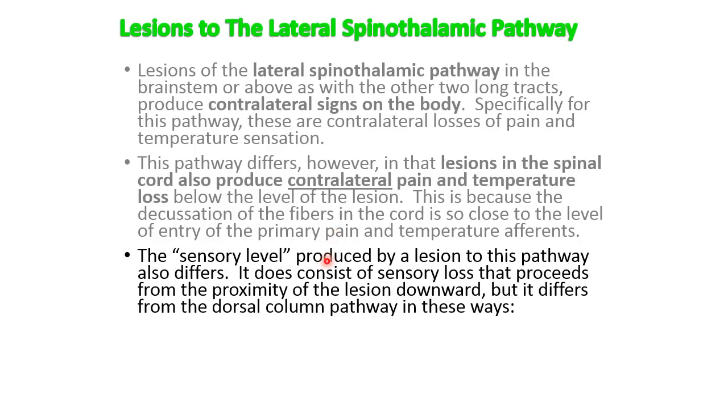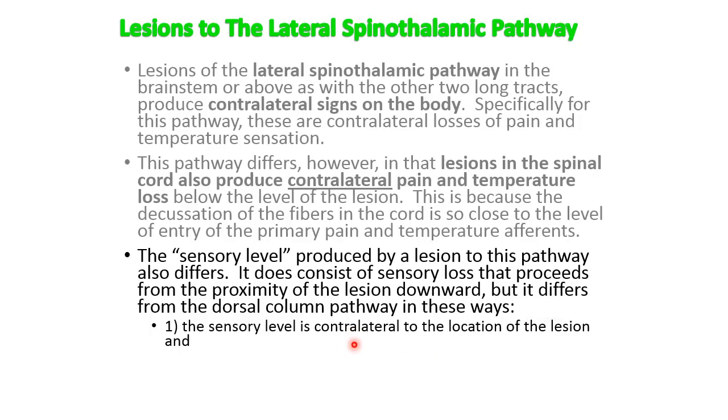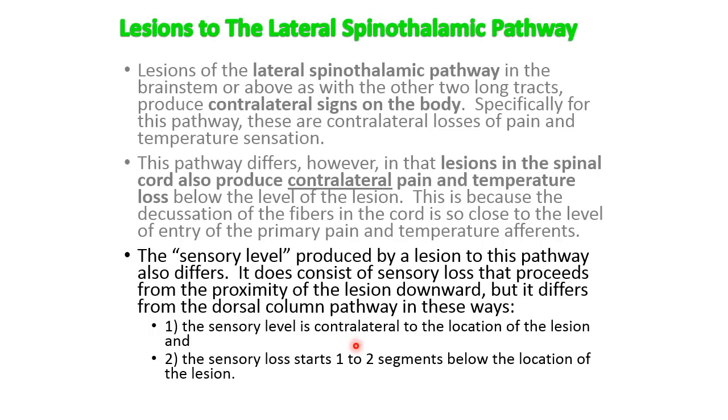The sensory level produced by a lesion of this pathway also differs. It proceeds from the proximity of the lesion downwards, so that pain and temperature would be damaged if there is damage to the spinothalamic tract in the cord. But it differs in that the sensory level is contralateral to the location of the lesion, and the sensory loss starts one or two segments below the location of the lesion. That has something to do with the role of the Lissauer's tract.